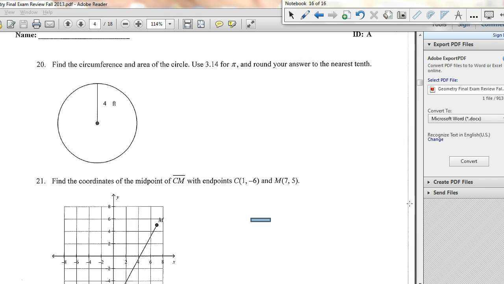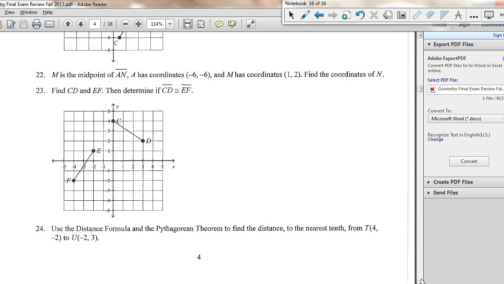Let's scroll on down. If M is the midpoint of this, and so forth, you can figure that out. Find CD and EF, then determine this. So without the symbol above it, we're talking about the length of CD.